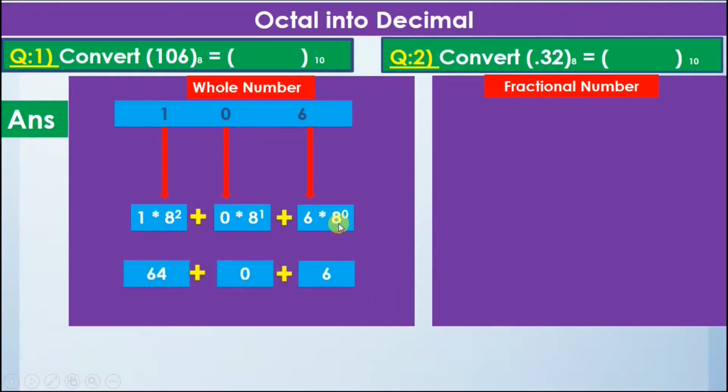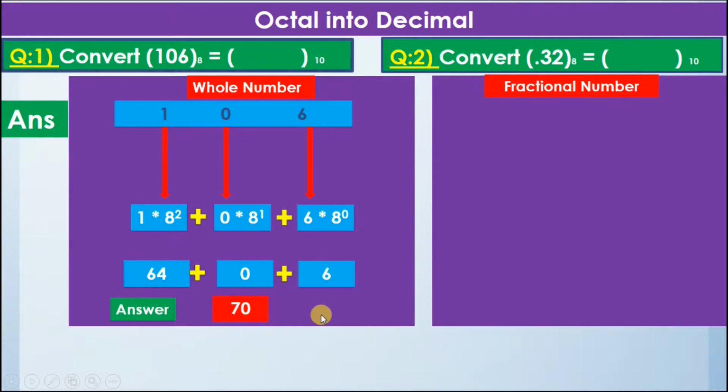8 raised to power 0 is equal to 1 and 1 into 6 is equal to 6. Next we have 8 raised to power 1 is equal to 8 and 8 into 0 is equal to 0. Next we have 8 raised to power 2 is equal to 64 and 64 into 1 is equal to 64. Now we will add them. 64 plus 0 is equal to 64 plus 6, that makes 70. Alright, so the number 106 in octal is equal to 70 in decimal.